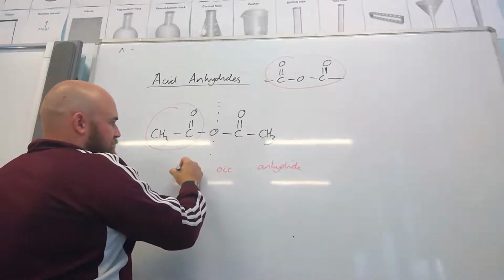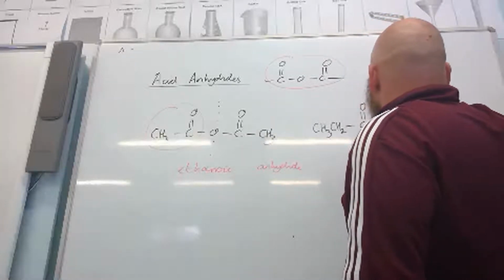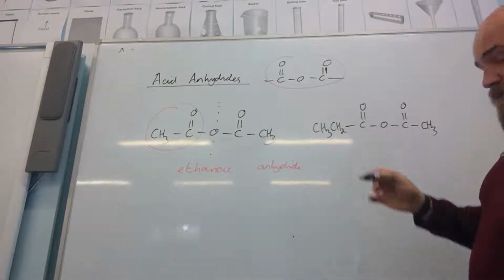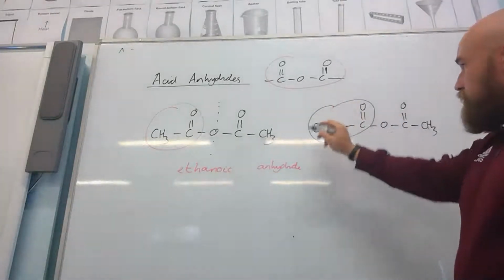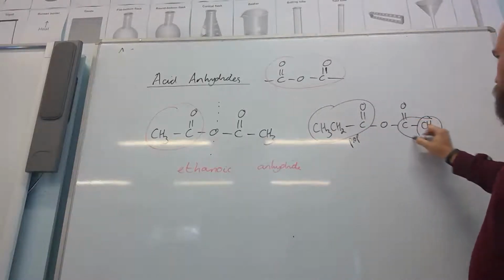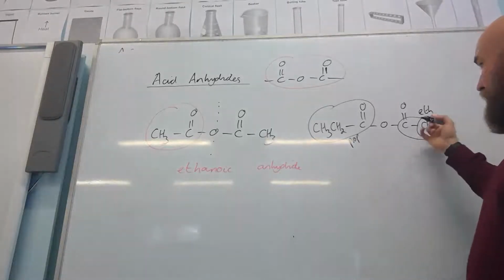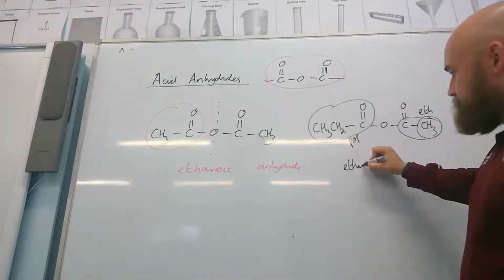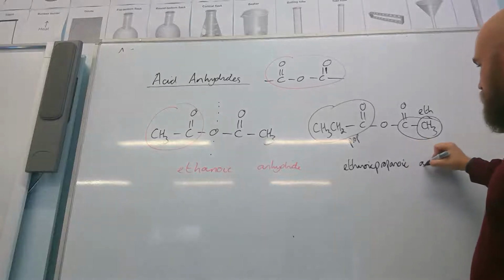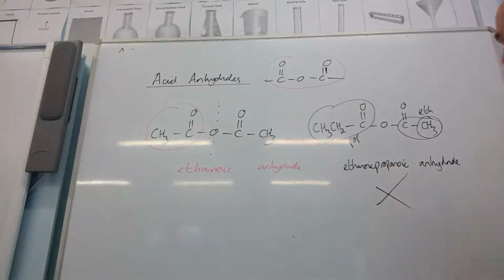If there was no symmetry, you'd clearly see there's no line of symmetry down the middle. You just look at either side. I've got 3 carbons in a row there, so that's prop. I've got 2 carbons in a row there, so that's eth. How would you name that? Well, you name the eth first, so it's ethanoic propanoic anhydride.